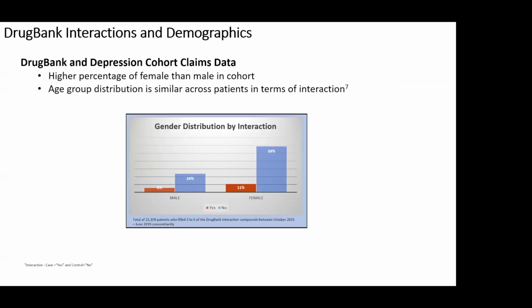We designated every individual that filled 2 to 6 drugs and was indicated in DrugBank as having an interaction as yes. Those that filled similar numbers of drugs, between 2 to 6 compounds, but whose drugs are not in DrugBank, we designated as no. So our case will be yes, and our control will be no. This is just a high-level demographic summary based on the claims data when we looked at those drugs from a claims point of view.